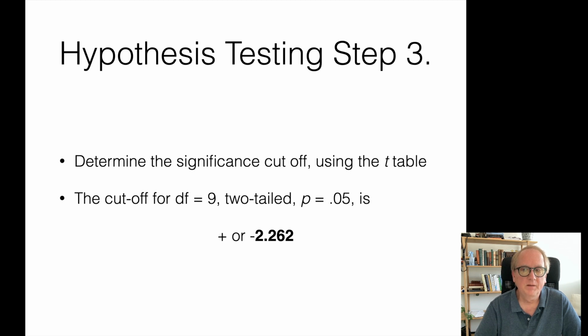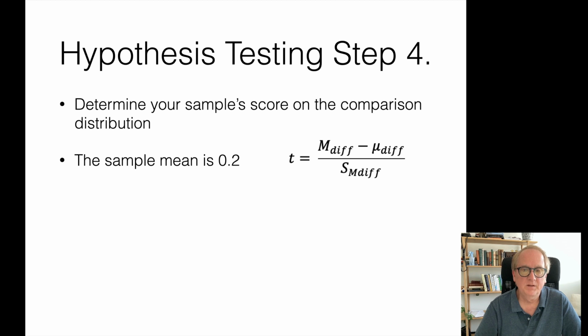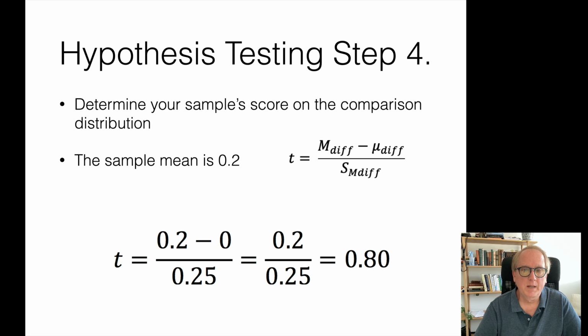Step 4, remember, is that I need to figure out what my sample score is on that comparison distribution. Now my sample mean is 0.2. That's the mean of the difference scores that I got, 0.2. Mu of the differences is 0 here because the null hypothesis says that the mean of the difference scores will be 0. And then I divide that by my estimate of the standard error of the difference scores. So I've got 0.2 for my mean of differences, minus the 0, which is what the null hypothesis says, and then that's divided by 0.25. That's what I figured out in the previous step, my estimate of the standard error was 0.25. So 0.2 divided by 0.25 gives me a t of 0.8.